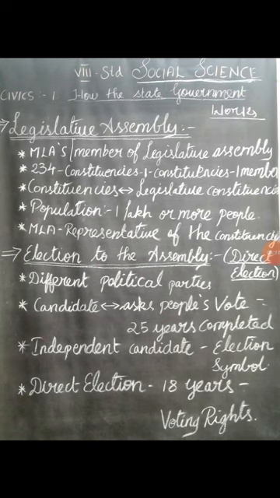A person has to be at least 25 years old to contest for election to the Legislative Assembly. That is the basic qualification of a person. He should have completed 25 years. Next, one person can stand for election in more than one constituency at the same time.